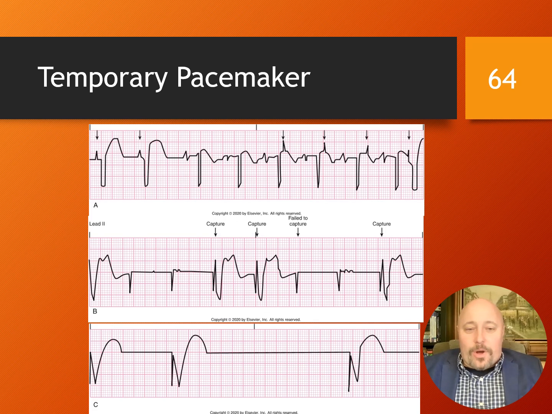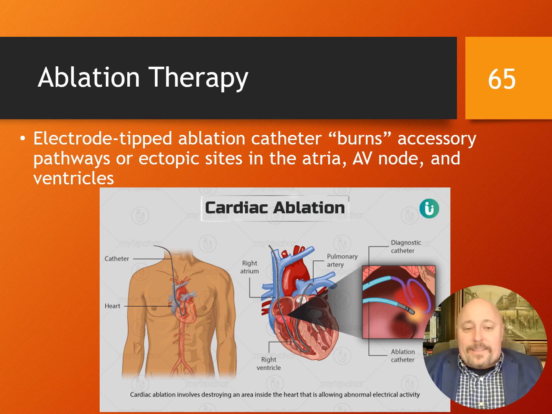And here we show a 12 lead showing that temporary pacemaker, and you'll notice those spikes within our EKG strip, and each of those spikes is the firing of the pacemaker. And finally, ablation therapy. In this case, they're going to go in there and they're going to cauterize and take out any cells that are sending out errant signals causing a dysrhythmia.